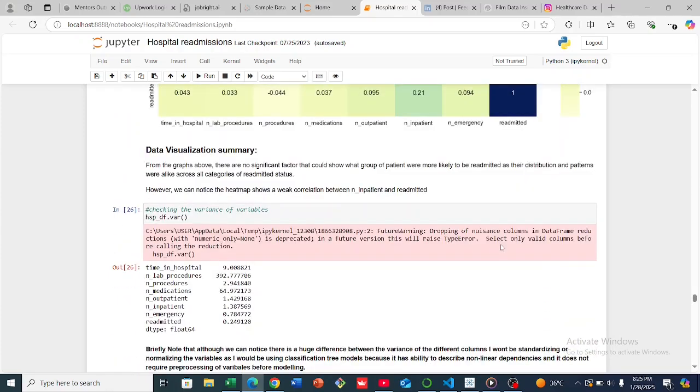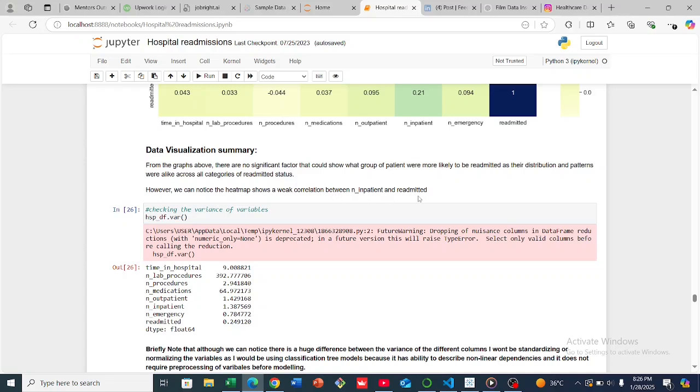Okay, the next thing I did was to summarize my findings from these visuals, right? So from the graph above, I said there are no significant factors that could show what group of patients were more likely to be readmitted, as their distribution and patterns were alike across all categories of readmitted status. However, we can notice the heat map shows a weak correlation between inpatient and readmission.